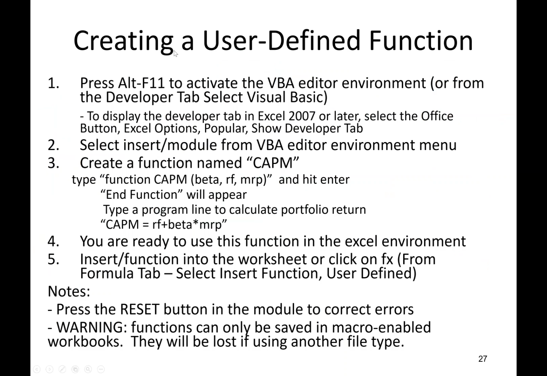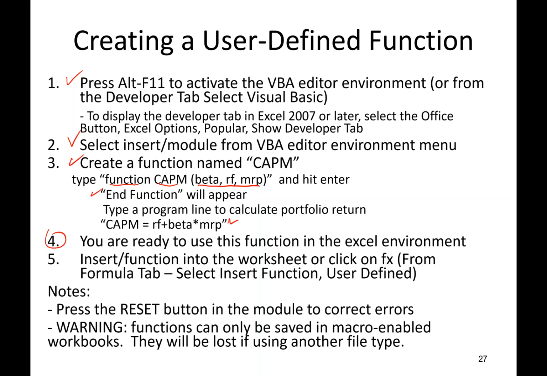So what we've done, we went to Alt F11 or the VBA environment. We then inserted a module, or we used an existing module. Now be careful, if you write programs, you only have to insert a module one time. If you keep inserting multiple modules, you can have multiple programs. I would suggest you only insert one module for each workbook. I then created a function called CapM, where I typed in function, CapM, RF, beta, market risk premium. I hit enter, end function appeared, and then I wrote CapM is equal to risk-free rate plus beta times market risk premium.